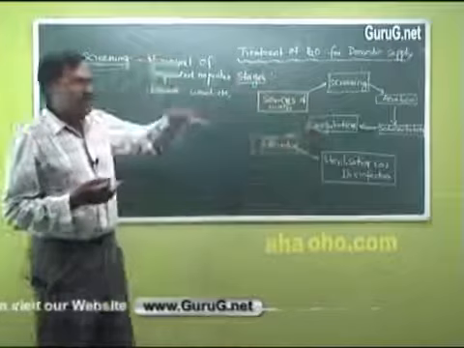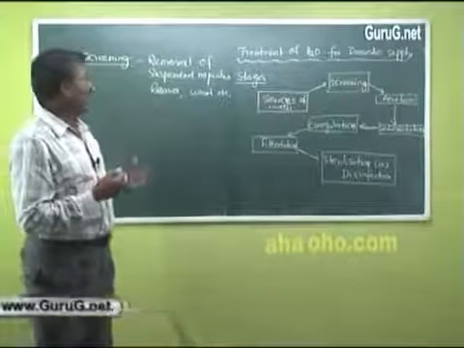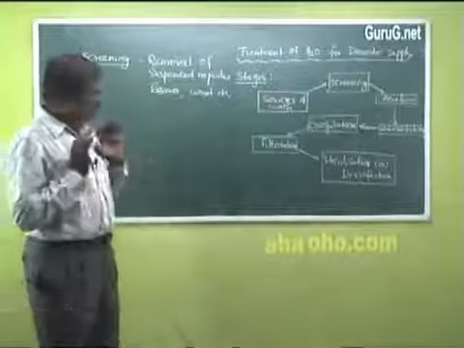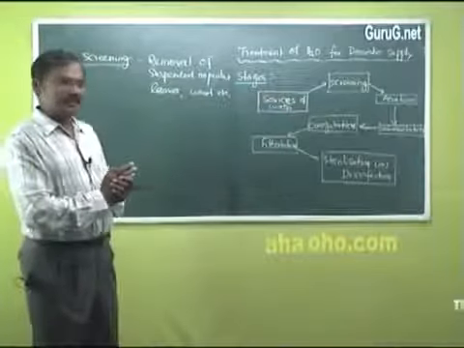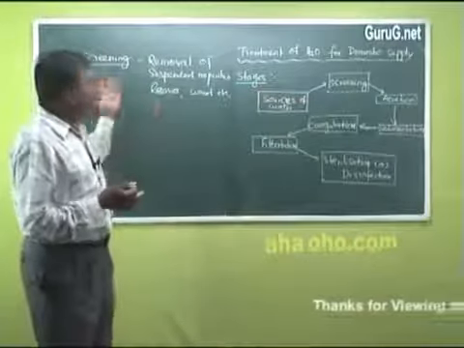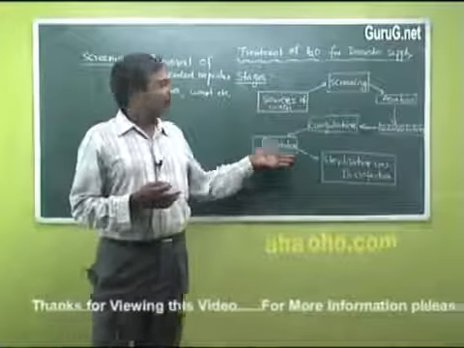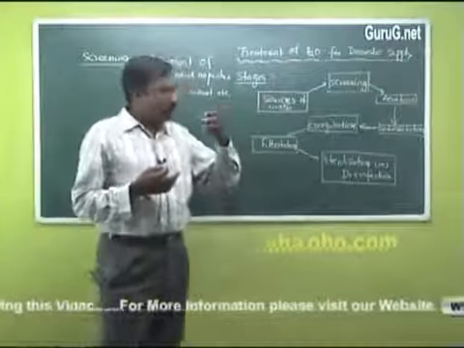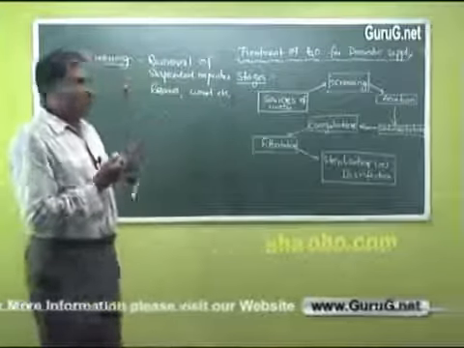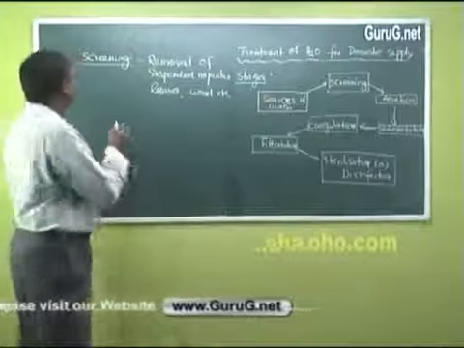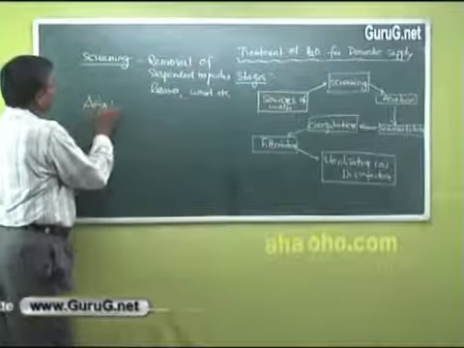Here the floating objects alone are screened by passing the water through a filter or through a screen. It is called screening. It differs from filtration. Filtration will remove still smaller and smaller particles. And the next one is aeration.